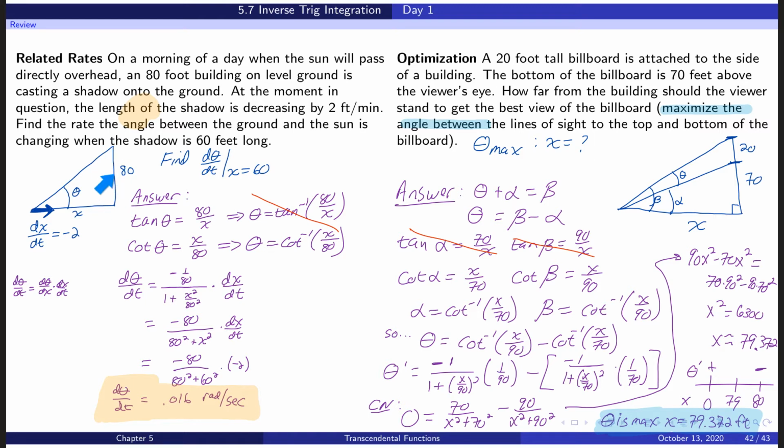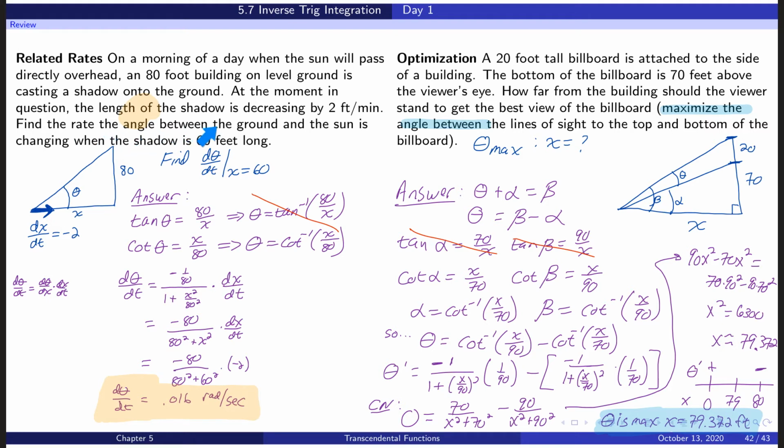So here's my 80-foot building. The sun is here, casting a shadow onto level ground. At the moment in question, the length of the shadow is decreasing by 2 feet per minute. So I took an arrow and said that my x value is changing at 2 feet per minute, and since it's decreasing, I made dx dt -2.